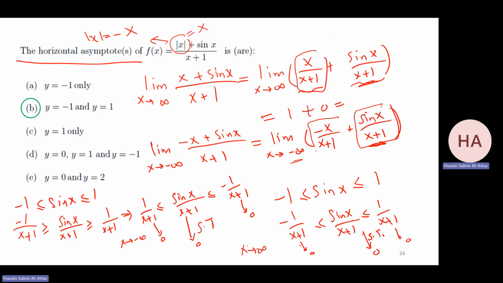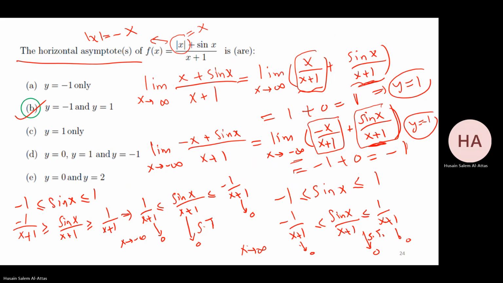But this one, it will be what? The leading coefficient is minus 1 over 1. So this is minus 1 plus 0, which is minus 1. So how many horizontal asymptotes do we have? 2. I have from here y equals minus 1, and from here y equals 1. These are the 2 horizontal asymptotes. Don't forget, minus 1 alone is not a horizontal asymptote. y equals minus 1 is. A horizontal asymptote should be a line, y equals something. Vertical asymptote, x equals something.